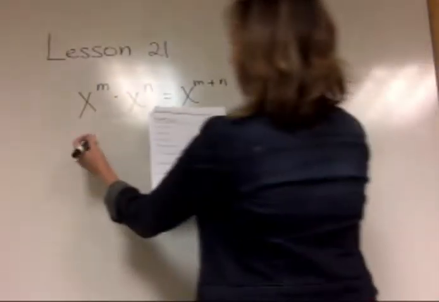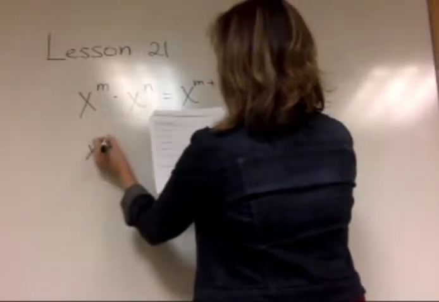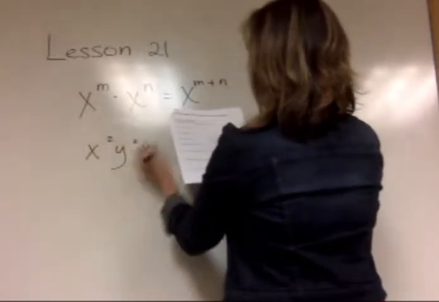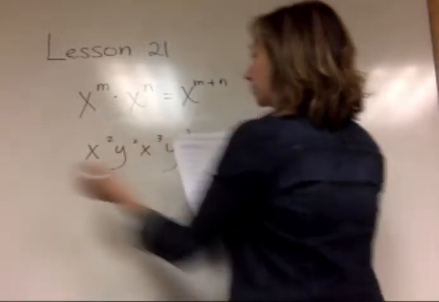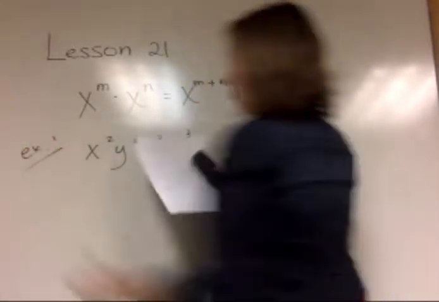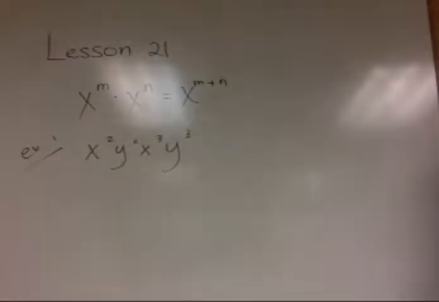All right, speed. We might not get to the last lesson. I'm pretty sure we're not. X squared, y squared, x to the 3rd, y to the 3rd. Wait, what problem are we on? Example 1. Okay, does anyone want to guess what the answer to that is?